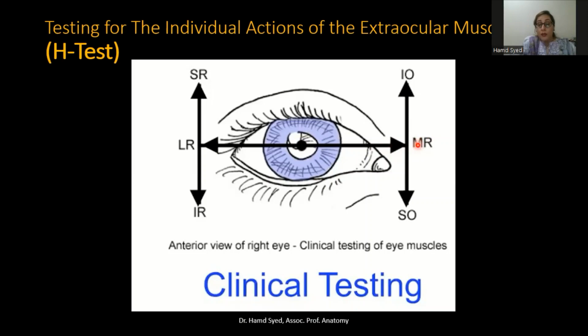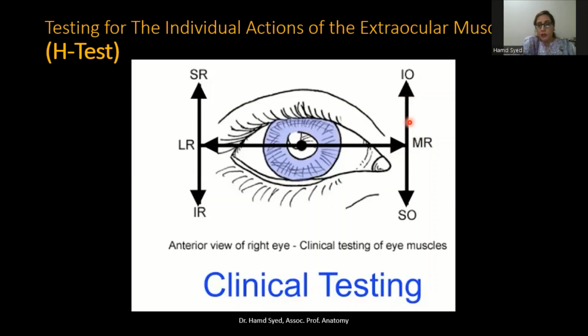muscle. Then the patient, after moving the right eye in a medial direction, would be asked to move the eye upwards. Now, if the patient moves the eyeball upwards, we are now checking the integrity of the inferior oblique muscle.